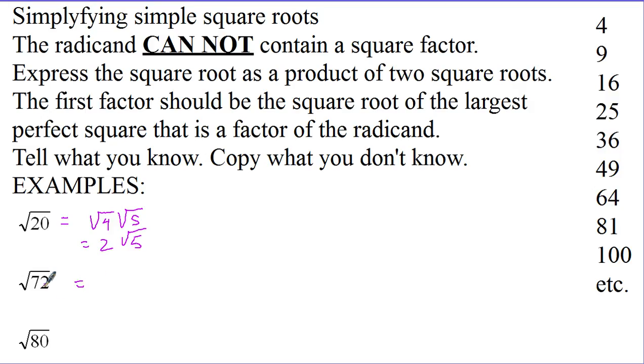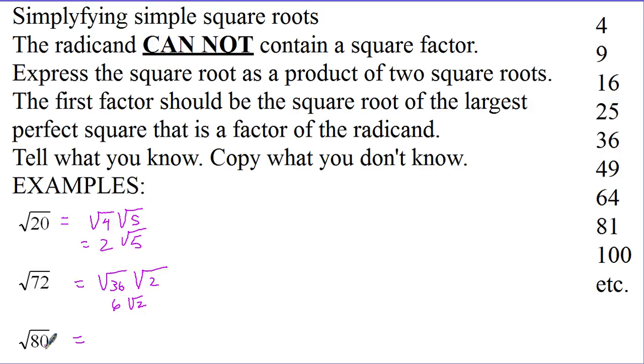Now I could think of 9 times 8 for 72, but the 8 would have to be broken down later in a second step. And so I always think of the biggest possible number in the perfect squares list that can go into my radicand. That would be a 36. 36 times 2 is 72. So the square root of 36 I know to be a 6. The square root of 2 is the number that squares to make 2. About 1.414 is a decimal approximation, but again, that's just an approximation.